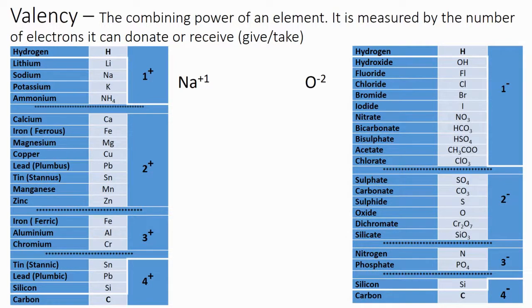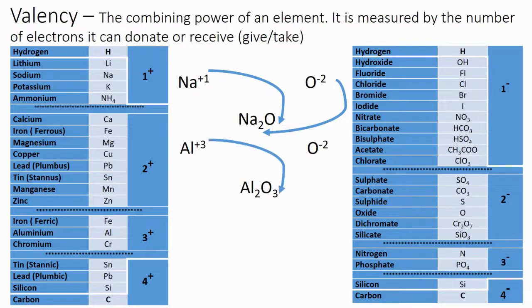Let's take sodium and oxygen. When we combine them, we have Na2O. The 2 is coming from the oxygen, while the 1 comes from sodium, which is 1, and therefore we don't write it. Let's take aluminium oxide, Al2O3. The 3 comes from aluminium and the 2 from oxygen.